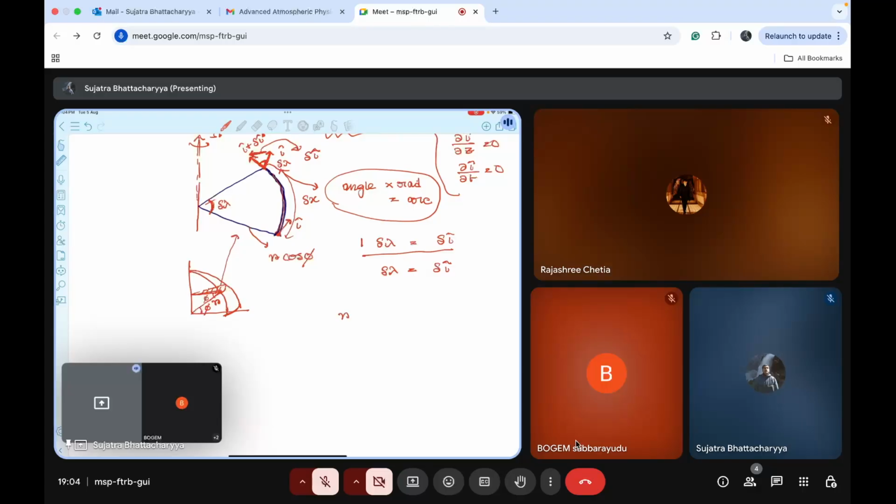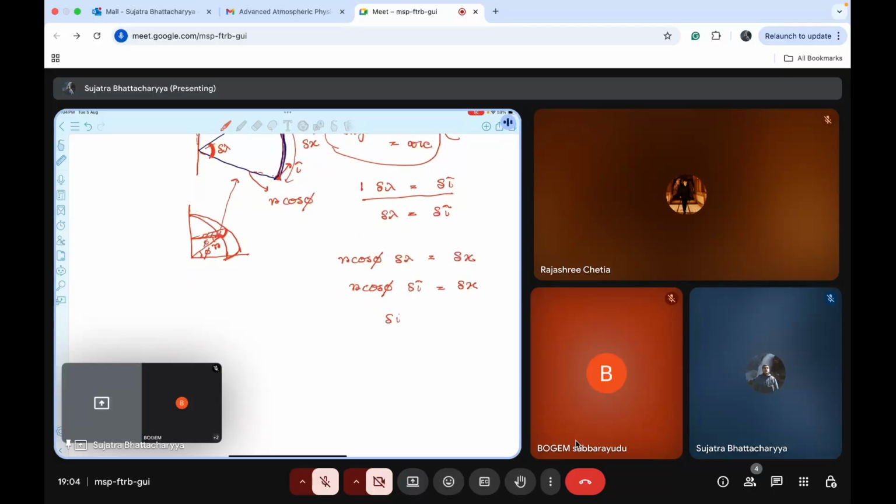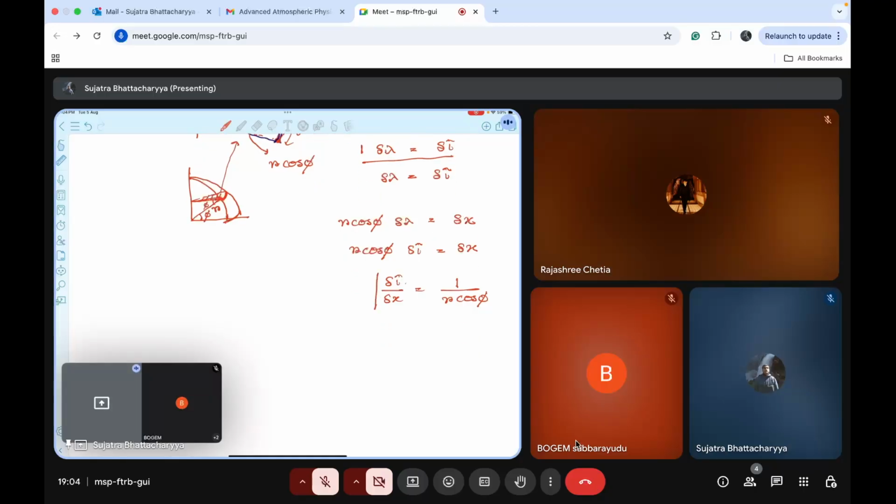So this r cos phi, this radius into this delta lambda, is nothing but delta x. The change in this one is delta x. Now delta lambda is delta I hat. So r cos phi delta lambda is delta I hat. We have already got this. So what I need, delta I hat by delta x, is nothing but 1 upon r cos phi. Is it okay?